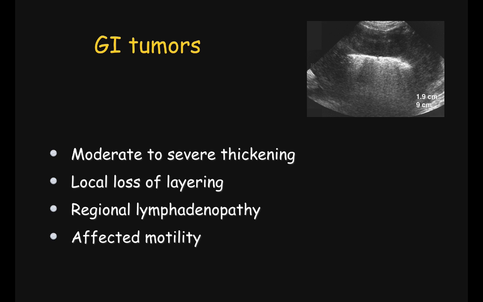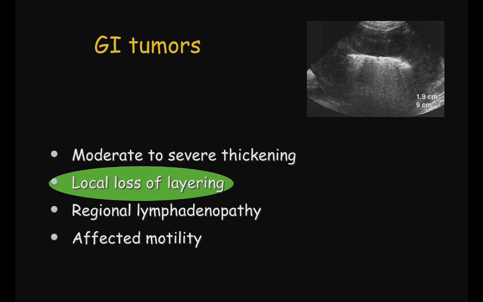Within the scope of this course, we will describe only the most commonly encountered neoplasia, and their appearance depends on the histopathology of the lesion, and regionally the motility will also be affected. Then it is important to recognize loss of layering as the complete absence of any wall layer recognition.